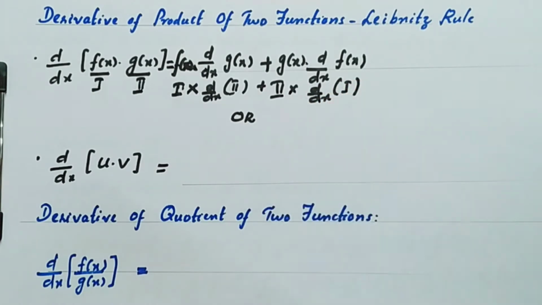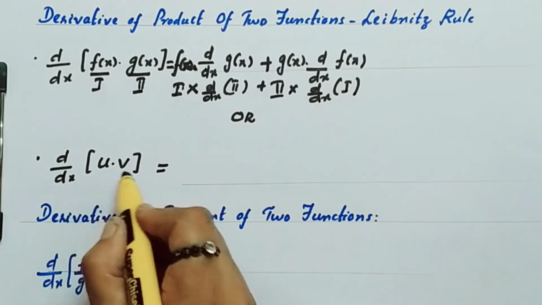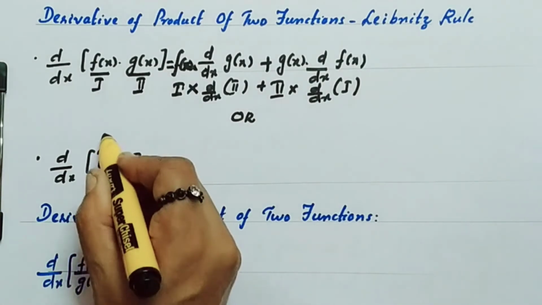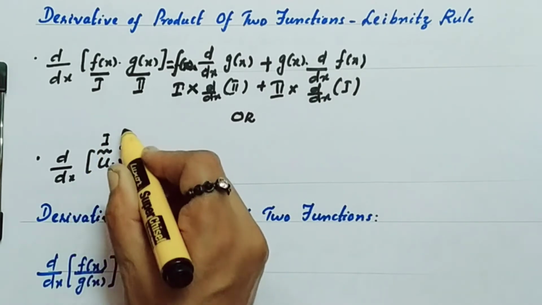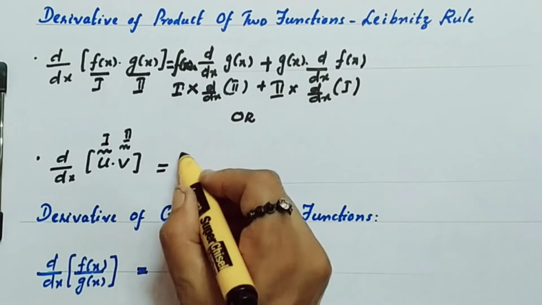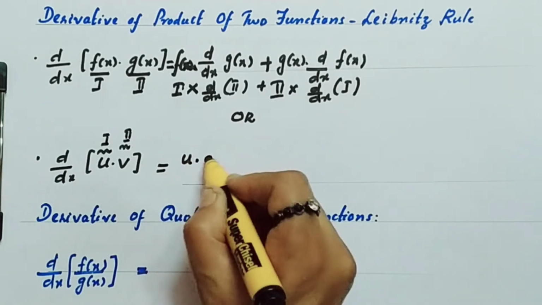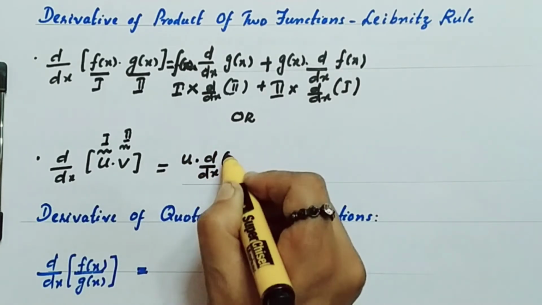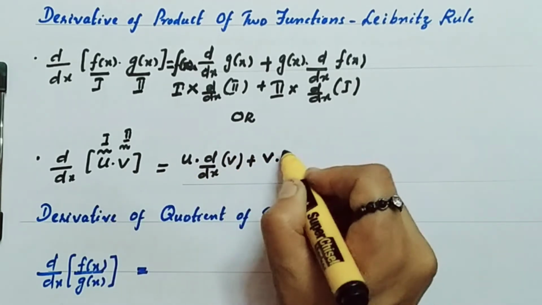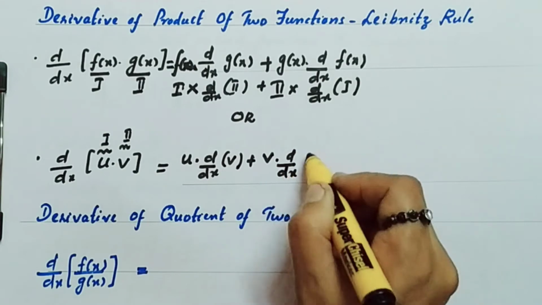This we can think shortly as derivative of u into v. If you think of two functions u and v, u is the first function and v is the second function. Derivative of u into v equals first function into derivative of second, which is v, plus second function into derivative of first.